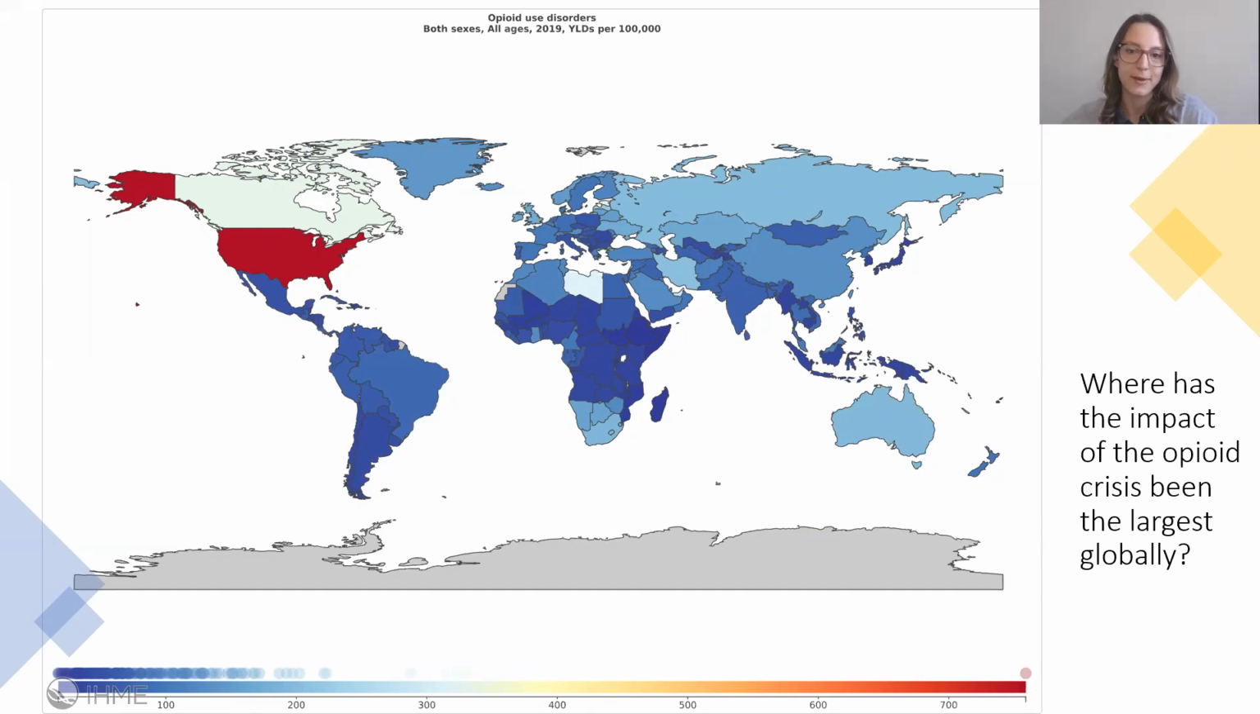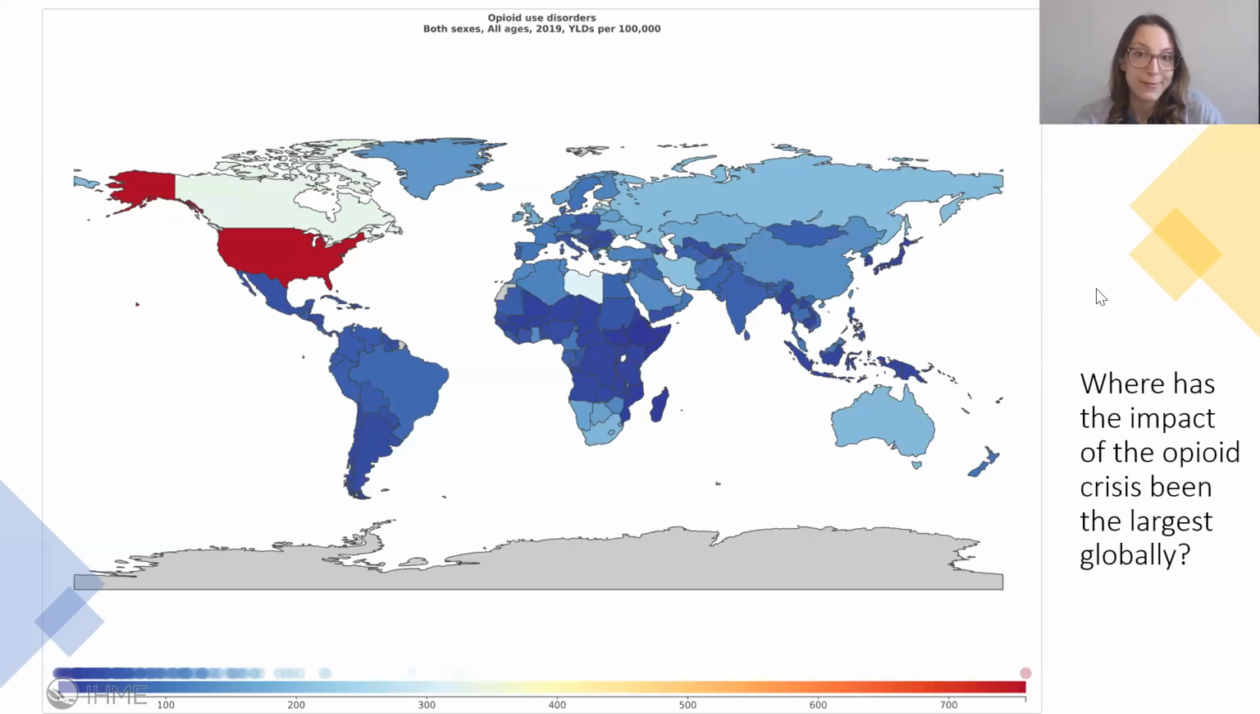So if you thought maybe that mortality from opioid overdose might be higher in some areas, it might in fact look a little bit differently. But this is the burden of just using opioids and how that impacts quality of life and living with addiction, basically. So yep, the highest would be in the States, but Canada is not that far behind. It's sort of in the middle of the road compared to other countries. And then you see the spread across the globe.